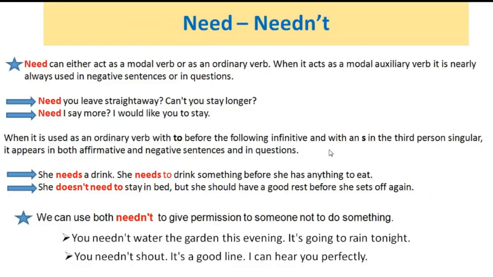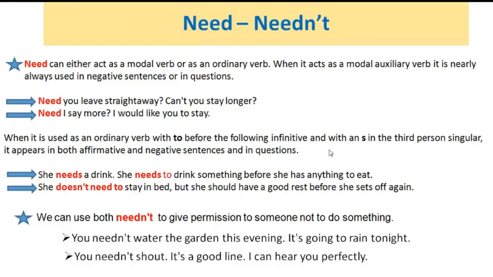When it is used as an ordinary verb with to before the following infinitive and with an s in the third person singular, it appears in both affirmative and negative sentences and in questions. So the examples: she needs a drink. She needs to drink something before she has anything to eat. She doesn't need to stay in bed, but she should have a good rest before she sets off again.